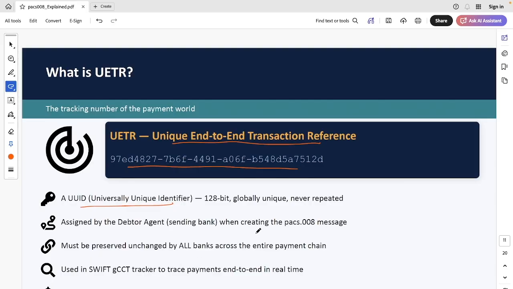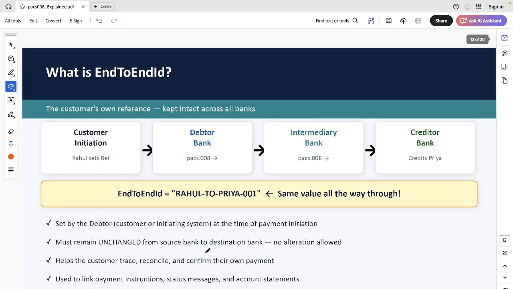In SWIFT gpi and cross-border payments, this becomes extremely important for transparency. You must check whether the UETR is generated, whether the UETR is in valid UUID format, and whether the UETR remains unchanged across the payment chain. Now let's look at another important reference, that is EndToEndId.